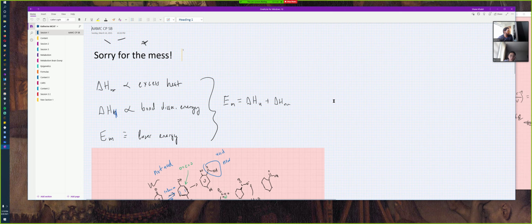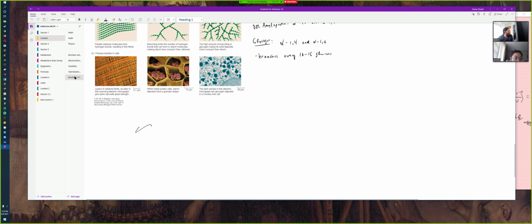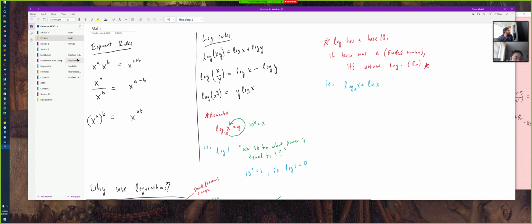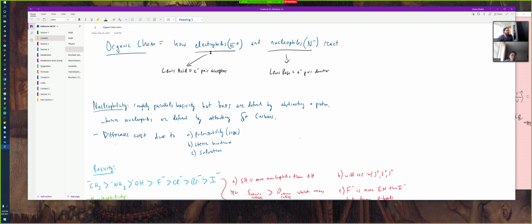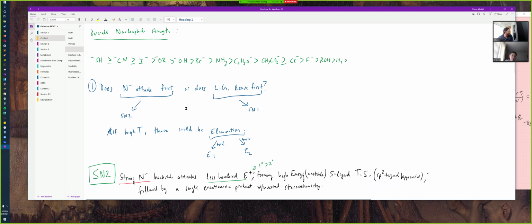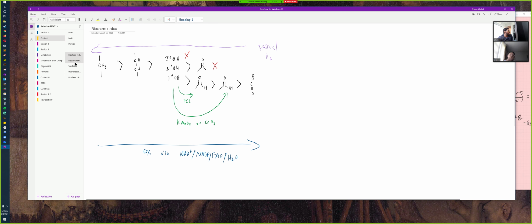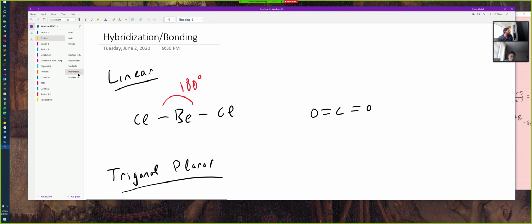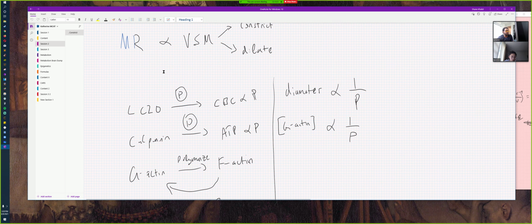So this one is not really useful. This content one, I have a lot of stuff here. And this is where I talk about organic chemistry, like electrophiles, nucleophiles, nucleophilicity, and how it's not necessarily the same as basicity. And here, some biochem stuff, electrochemistry, solubility, hybridization, bonding. I'll share that with you.